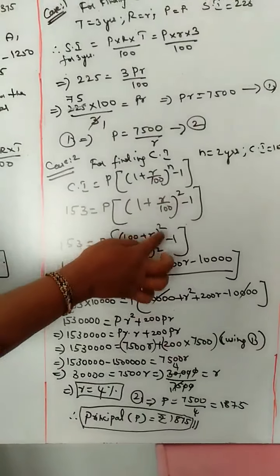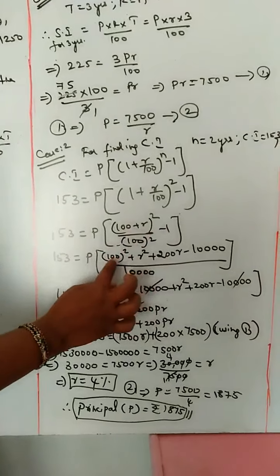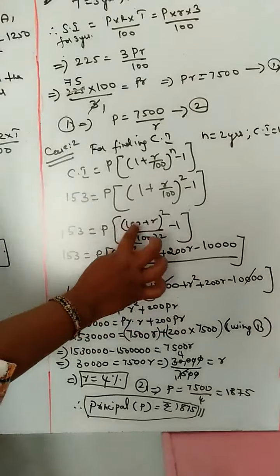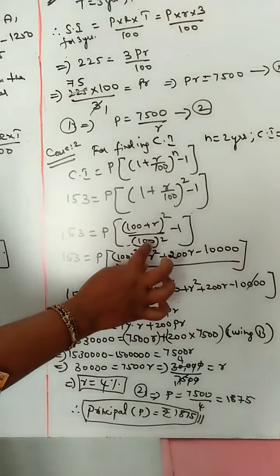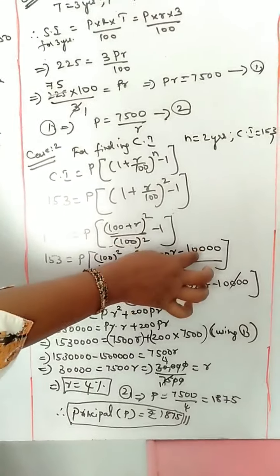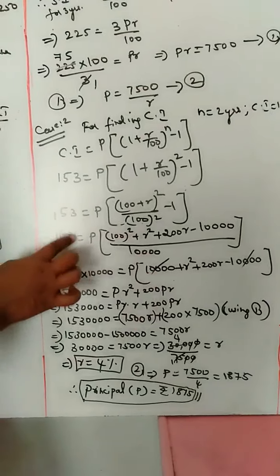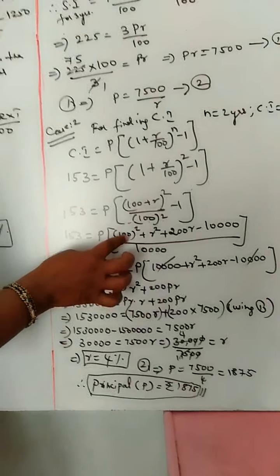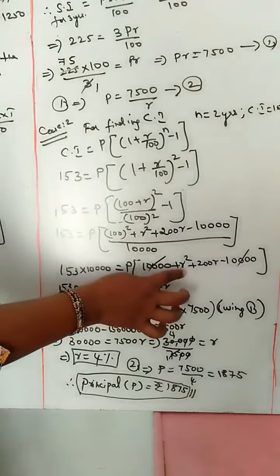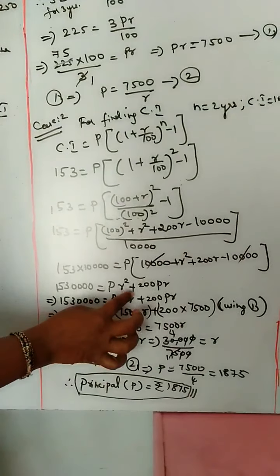I have split it separately for both to make the steps short. So (100 plus R) the whole square by 100 square, minus 1. Then take LCM for this part. This is in the form (a plus b) the whole square. I expanded a square plus b square plus 2ab, 2 into 100 into R, which is 200R. Then this 100 square is equal to 10,000, which has to be subtracted by taking LCM. Then P equals this: 100 square becomes 10,000 plus 10,000. This minus 10,000 will cancel in the next step. Then what is left? R square plus 200R. If you multiply with P, we will be getting PR square plus 200PR.